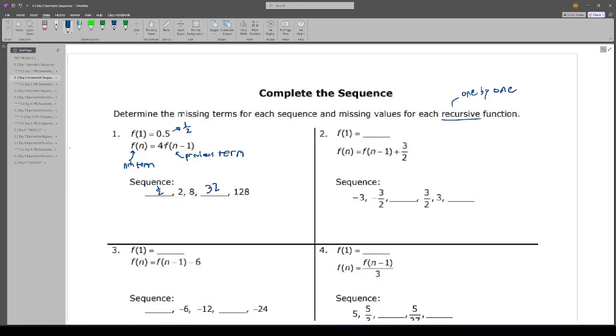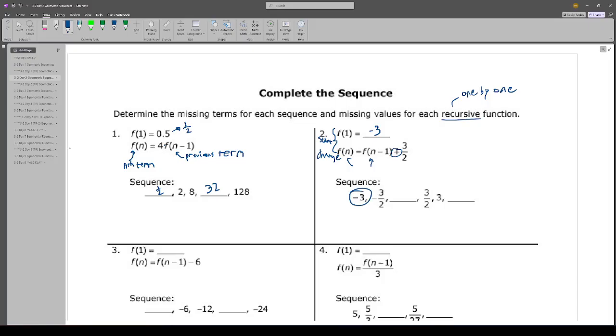Here, we don't know what f1 is in the definition, so in our recursive definition here, we know how it changes, so that's the second part, but we don't know where it starts. So we need to look at our actual sequence listed out here and identify that the first term is -3, so that will be f1 equals -3. We start at -3. And we change, in this case, this is a plus, so this is going to be an arithmetic sequence. It says that we're adding 3/2 to the previous term. So whatever term we want to find is the one before it plus 3/2.